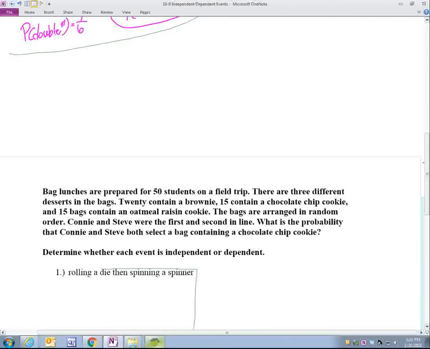So we're going to find the probability first of Connie, since we're being nice, gentlemen, of Connie going first in the line. So the probability of Connie chip. I'm going to call it a Connie chip. If you don't know what that means, you should write Connie chocolate chip.